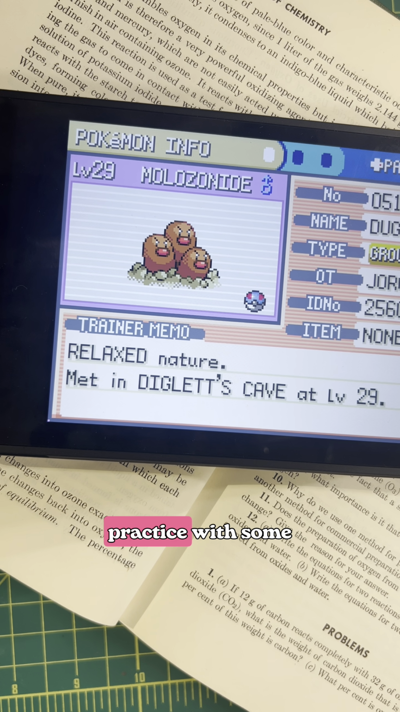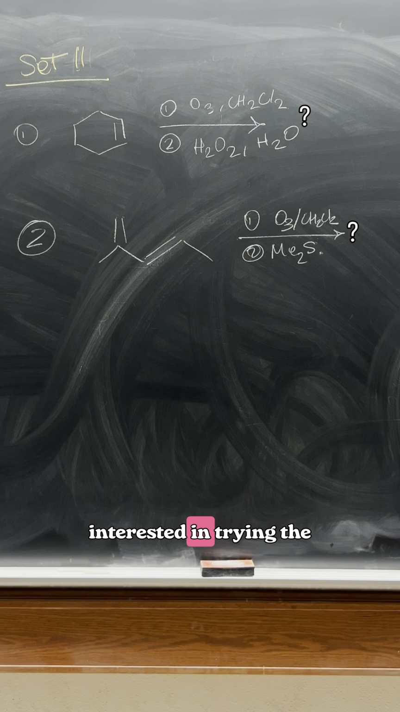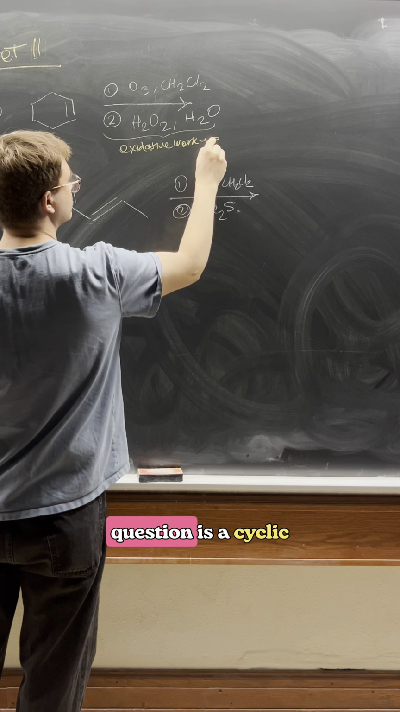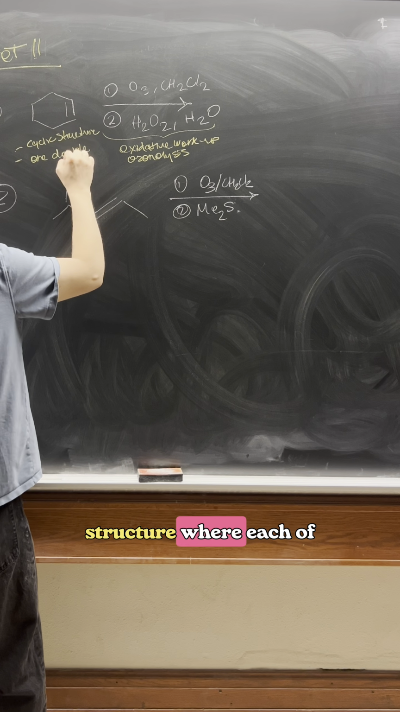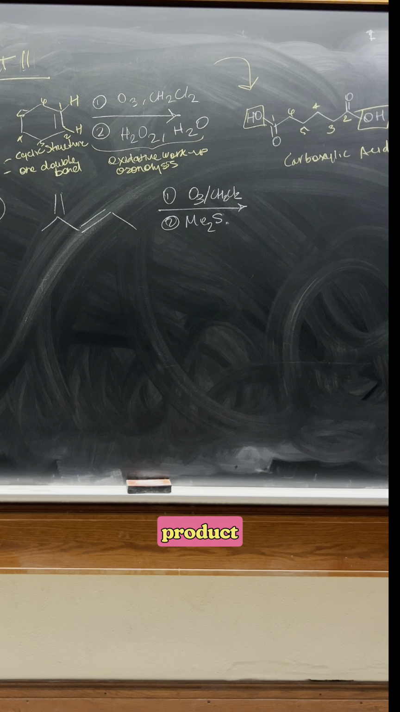Next, let's do some practice with some slightly different problems. Pause the video if you're interested in trying the second set of problems. Since the starting material of our first question is a cyclic structure where each of the carbons has a hydrogen, it will result in one linearized product where each of them is a carboxylic acid.